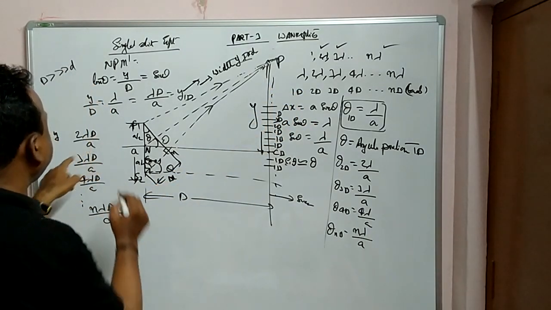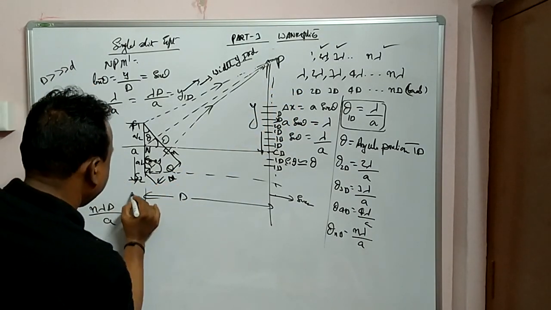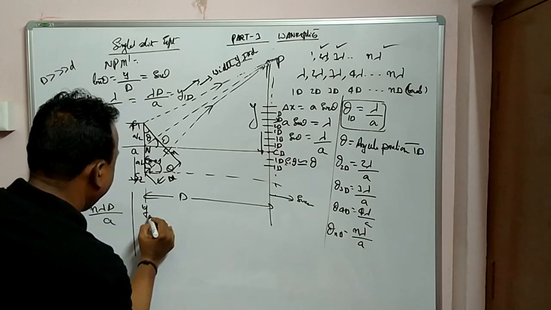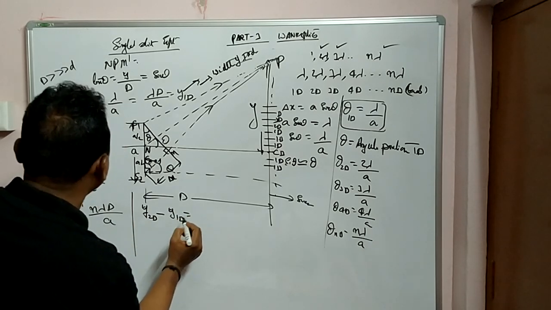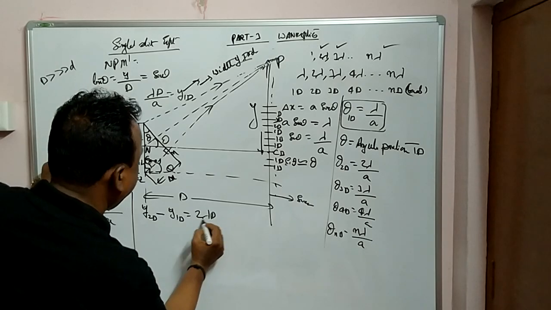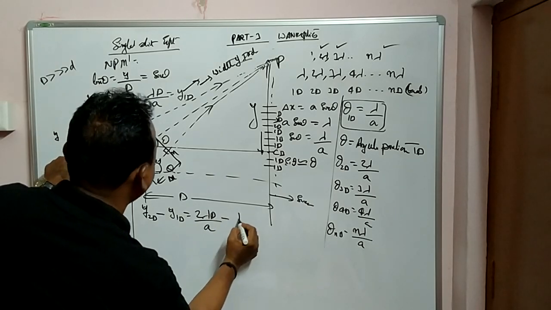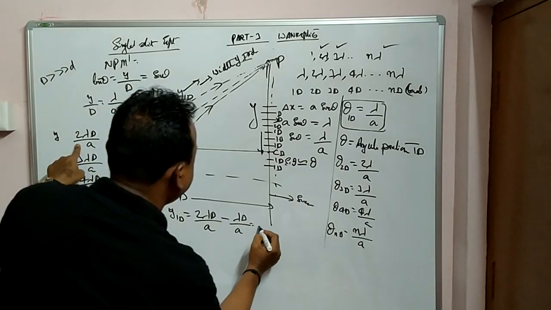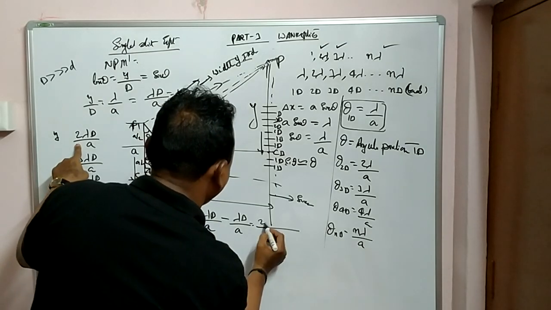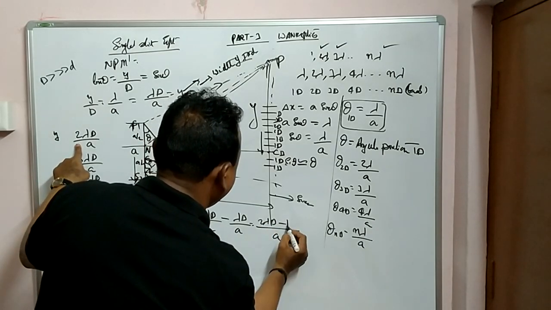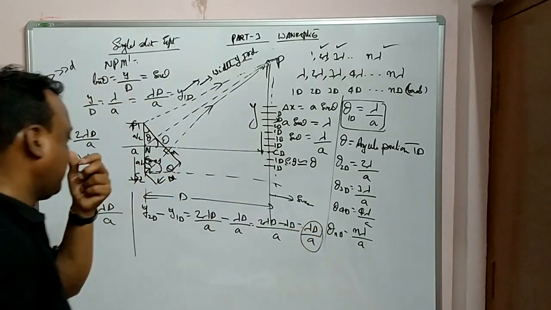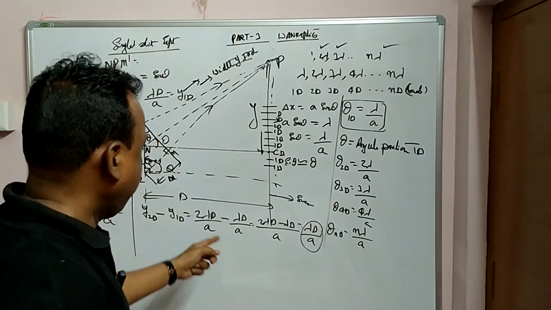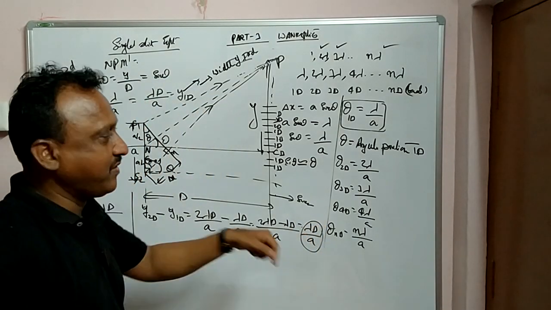Look, for example, y second dark minus y first dark. We'll try to find out. 2 lambda d by a minus lambda d by a. What is the LCM? a. 2 lambda d minus lambda d, that is lambda d by a. So here also we are again getting the same, lambda d by a.